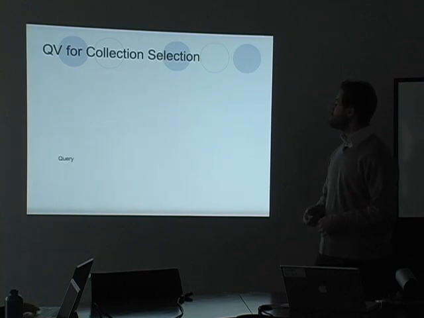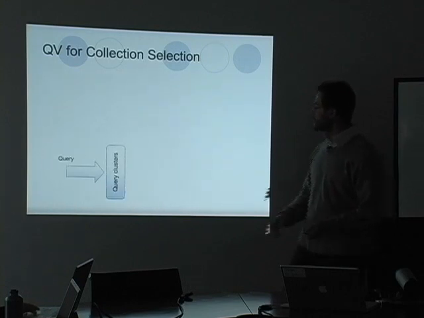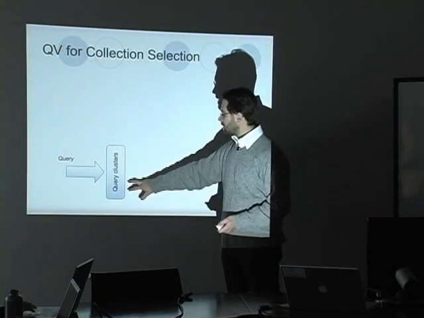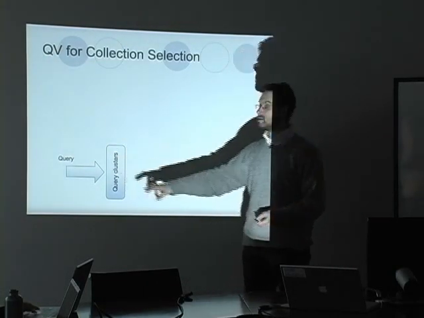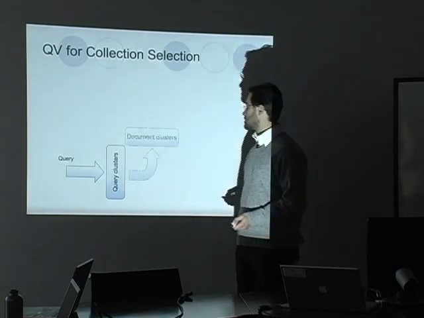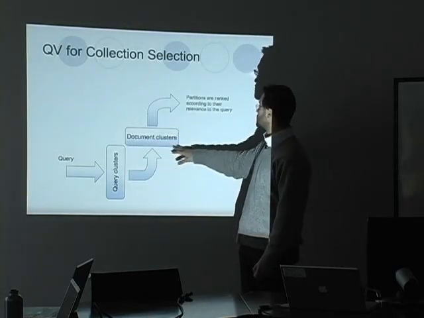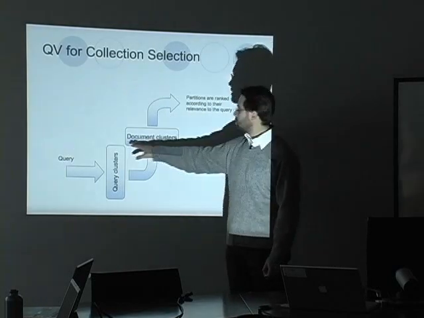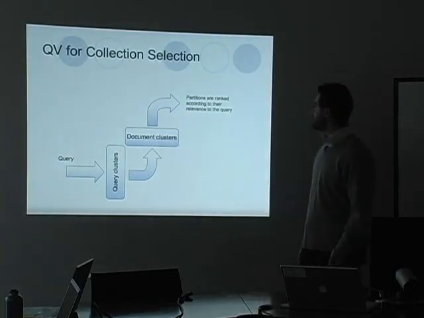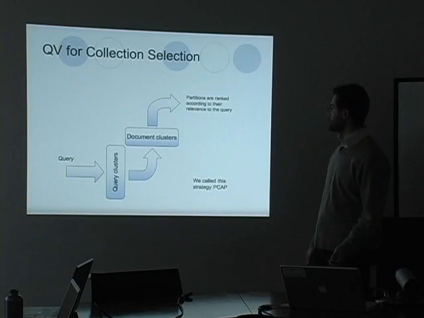The way we use this for collection selection is that when we get a new query, we compare it against the query dictionaries we created, and we can rank the query clusters. Then we use the result of the co-clustering to choose the document cluster. So we have a rank of each cluster. And I will show you this in more detail in a second.